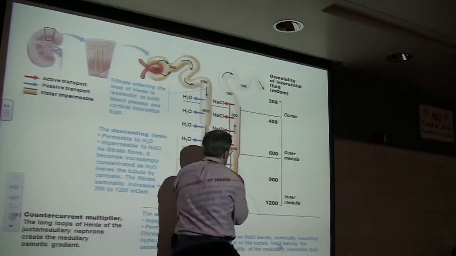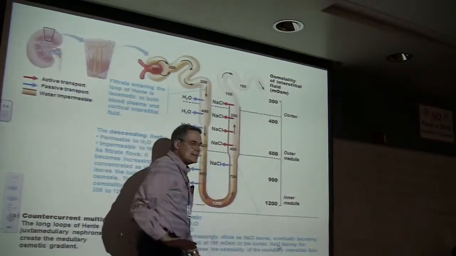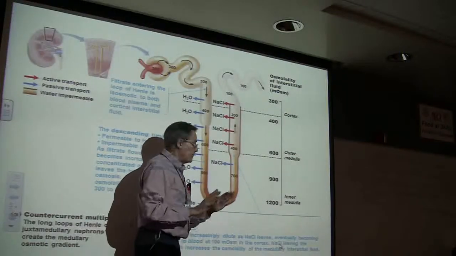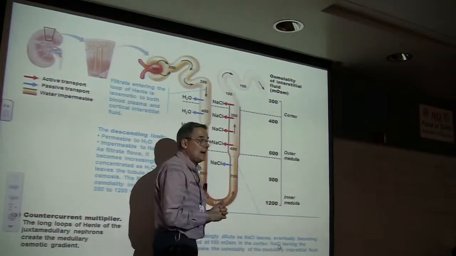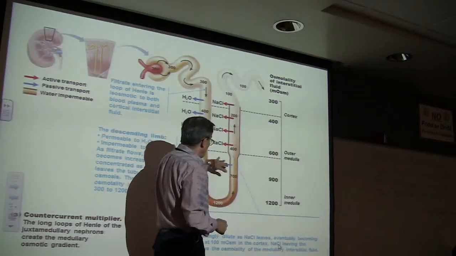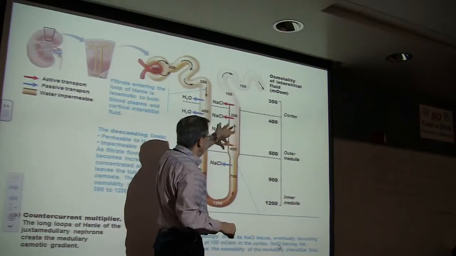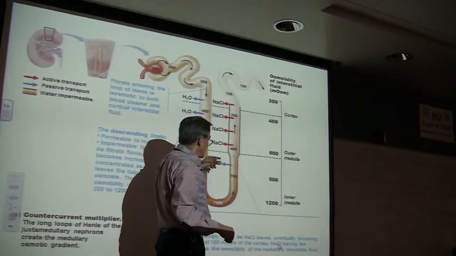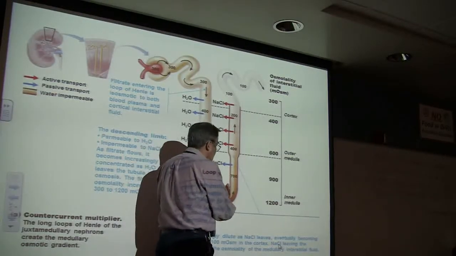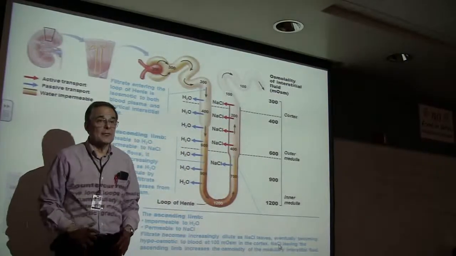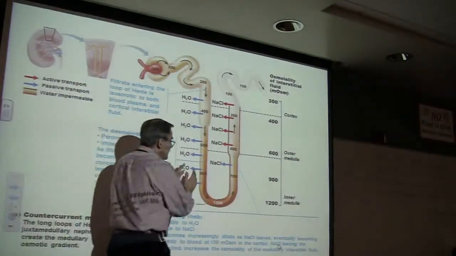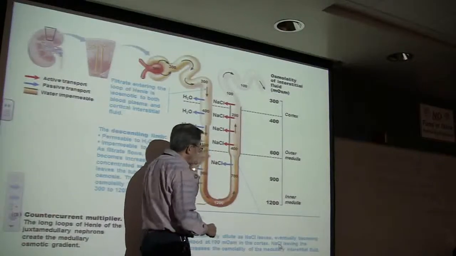Then the fluid goes up into the ascending limb of the loop of Henle. Now it's reversed. Water can't come out, but solute can. So solute can come out, okay? Some is actively moved out, some is passively moved out. But what this is doing is increasing the solute concentration in the interstitial fluid that surrounds the loop of Henle. So you maintain this hypertonic environment, which is going to pull the water out.